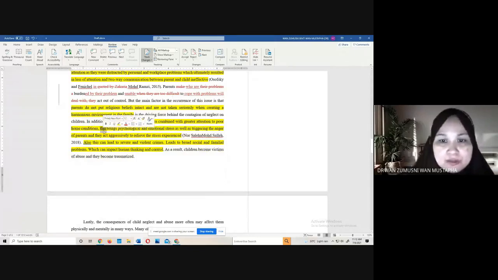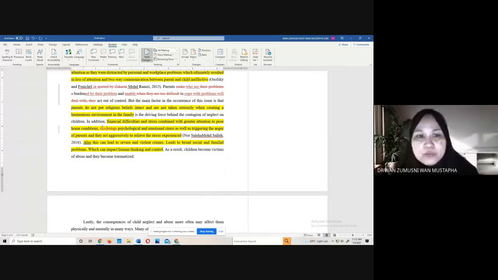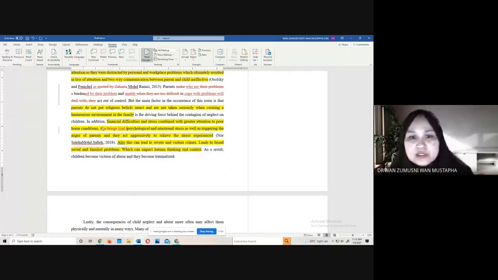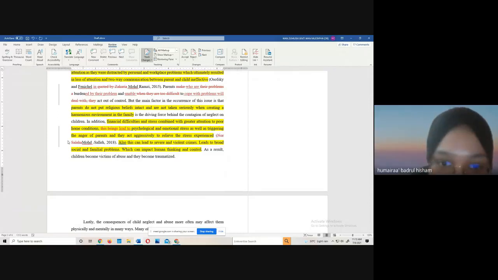So meaning that the financial difficulties, stress and poor home condition lead to psychological and emotional stress that can trigger the anger of parents, and make them act aggressively. Dah, to stop. Okay? May I tunjuk? Ya? Tu dah paraphrase lah. Dah paraphrase lah ni? Tapi kena summarize sikit.